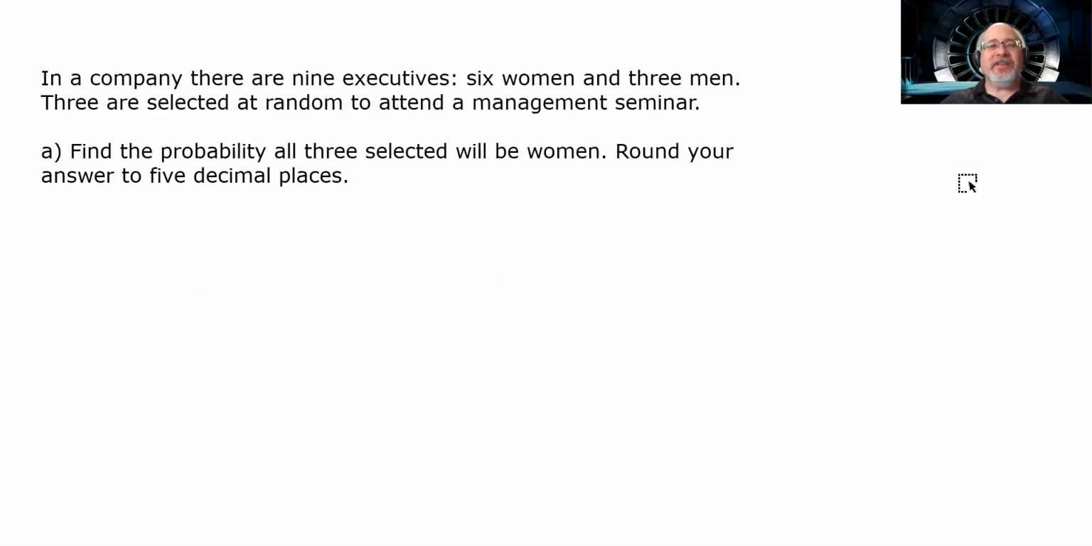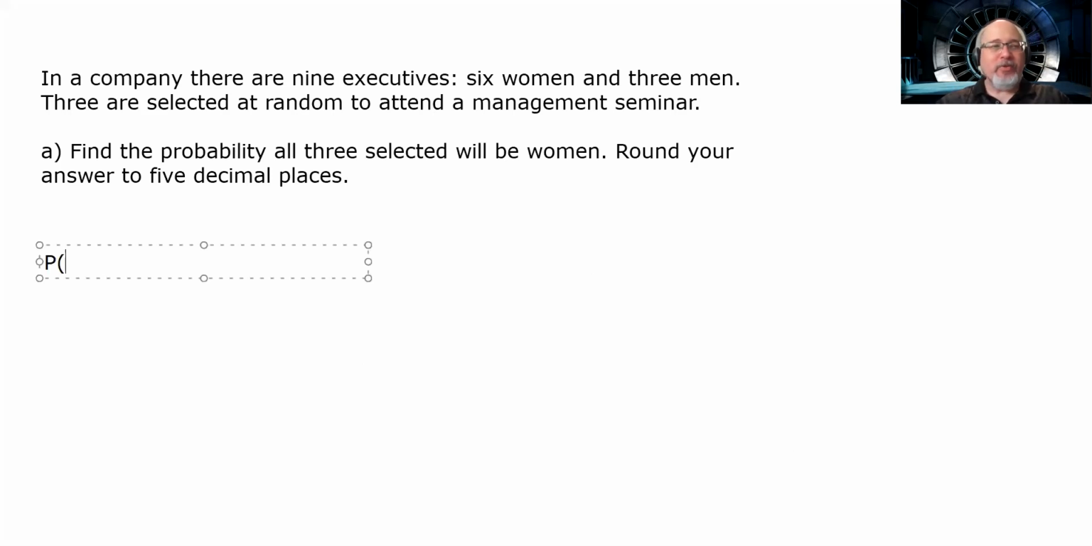Let's take a look at this example, which actually has 3 parts. In a company, there are 9 executives, 6 women and 3 men. 3 are selected at random to attend a management seminar. A, find the probability all 3 selected will be women. Round your answer to 5 decimal places.